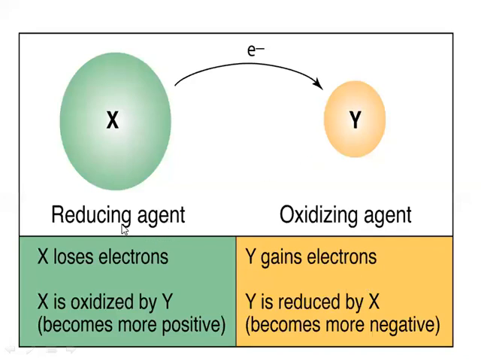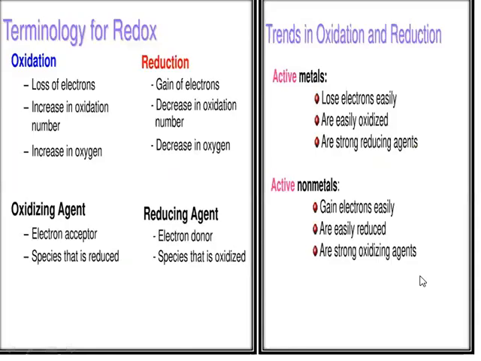Agents. Reducing agent loses electrons and is also oxidized by another element, thus becomes more positive. Oxidizing agent, on the other hand, gains electrons and is reduced by the other element, becomes more negative. These are the common terminology for reduction.